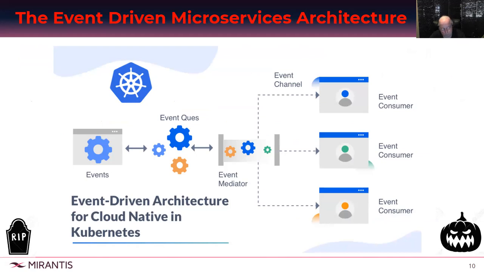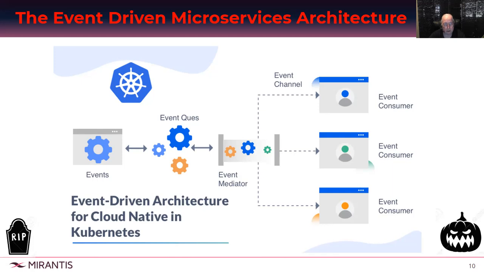Okay, so let's talk about the event-driven architecture for a cloud-native environment such as Kubernetes. Events occur, they are captured in queues, they are passed off to a mediator or mediators. Those mediators have channels registered with them, requested by the consumers, and each event consumer takes a look at the data that's being passed to them in the event, and if it's applicable to them, they process it.